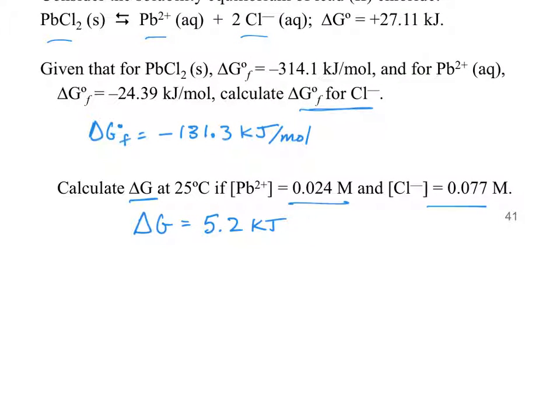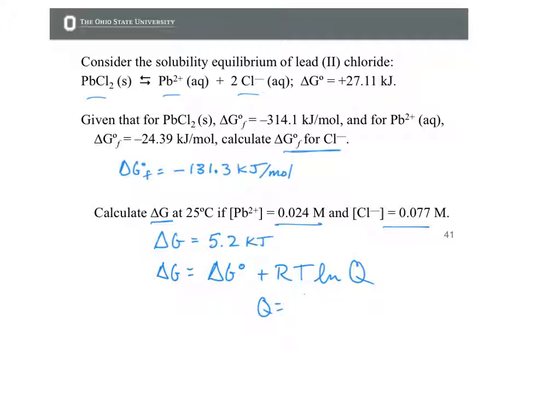All right, so this is a non-standard conditions problem where you're given concentrations that you can assume are not at equilibrium. And so in this case, you're going to have delta G, and that's what we're looking for, is equal to delta G naught plus R times T times the natural log of Q. And Q in this case, based on our equilibrium, is equal to the concentration of the lead ion times the chloride ion squared.